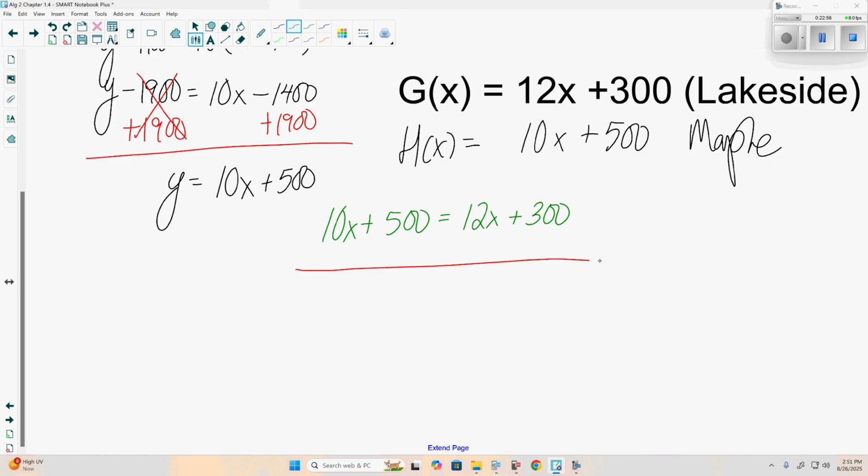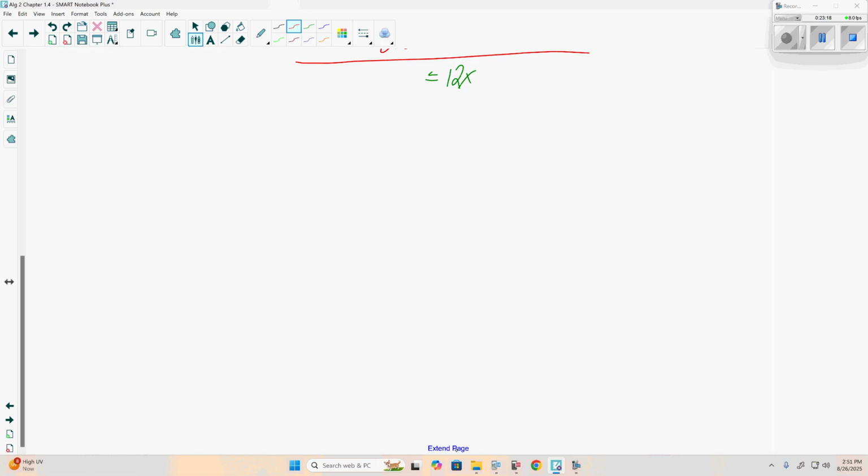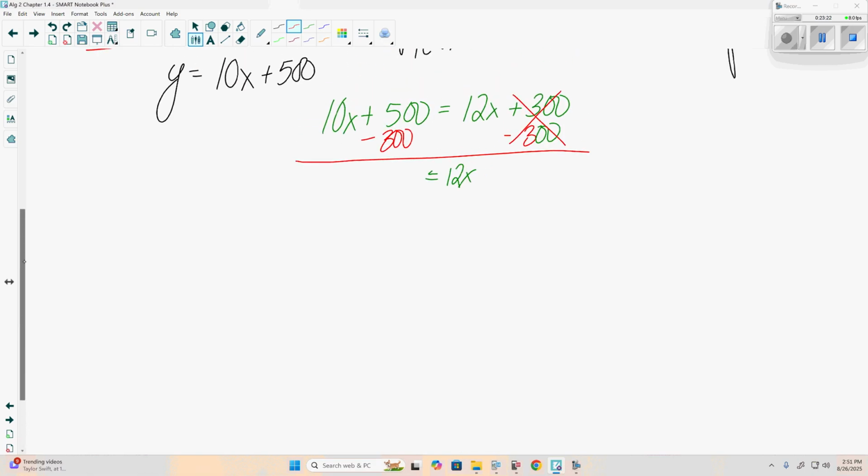What can we do first? Either one. Which one do you want to do? 300. We'll subtract 300 from both sides, because 300 minus 300 is 0. So on the right-hand side, we're left with 12x. On the left-hand side, 500 minus 300 is 200. We still have the 10x.